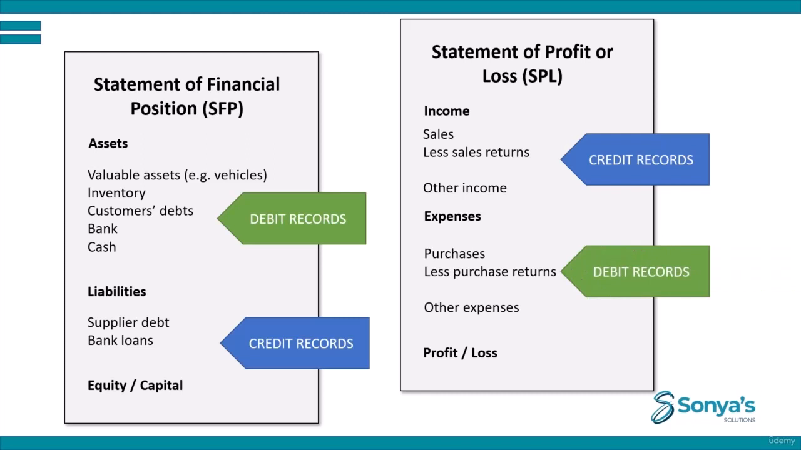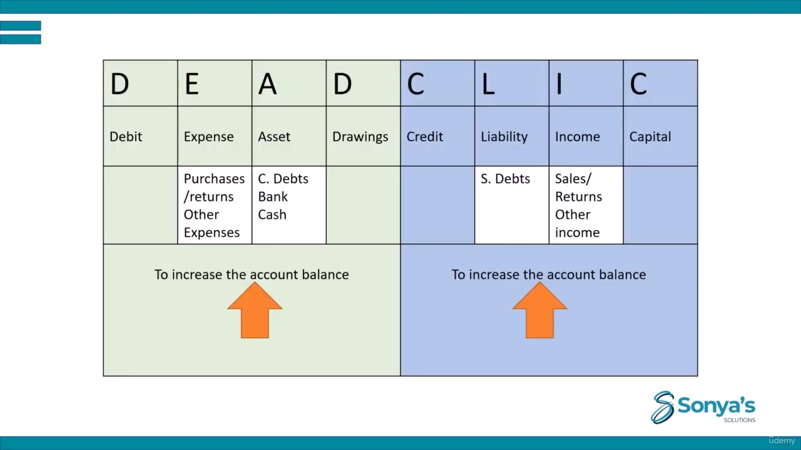The statement of profit or loss is used to calculate whether the business is profitable or not. The income accounts are credit records, and expense accounts are debit records. There is an account in the double entry bookkeeping system for everything listed in these financial statements. The statement of profit or loss covers a period of time, for example, what's been earned and spent during the last year, and the statement of financial position shows what the asset and liability balances are on the day that it is prepared. We use the mnemonic DEAD-CLICK to help us use these accounts in the right way.